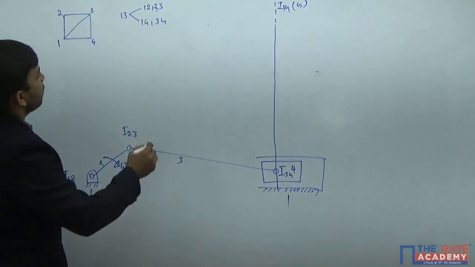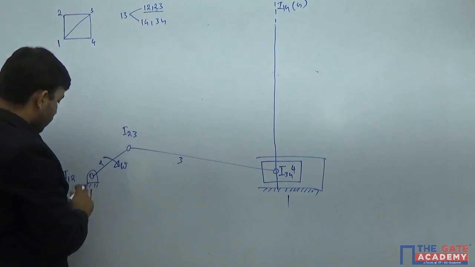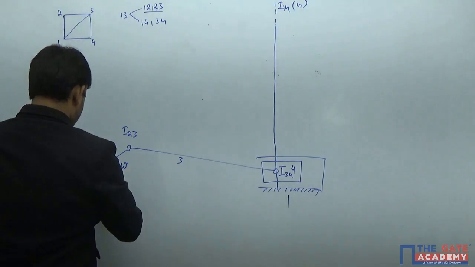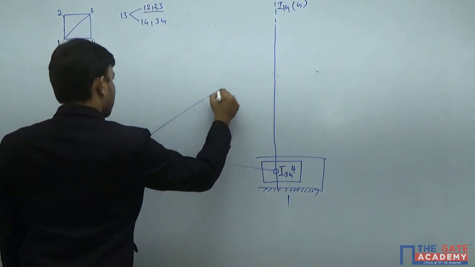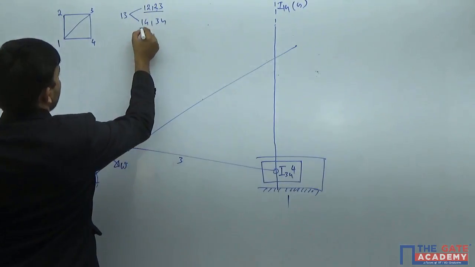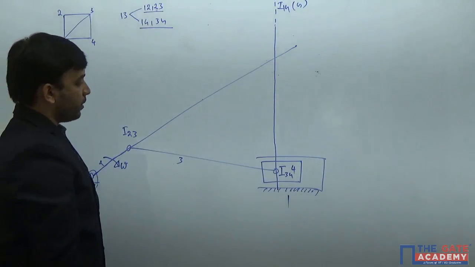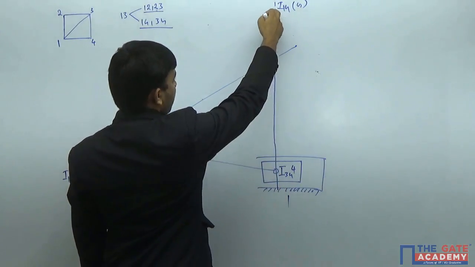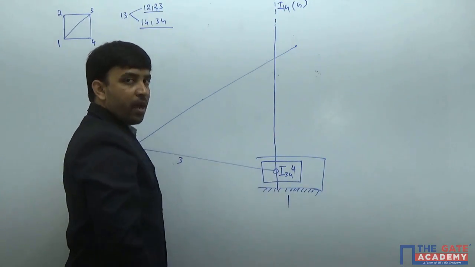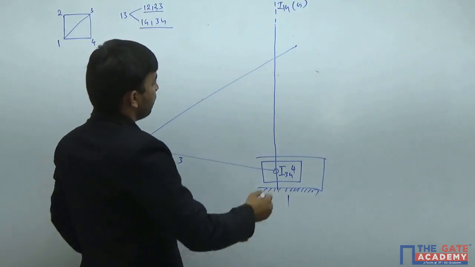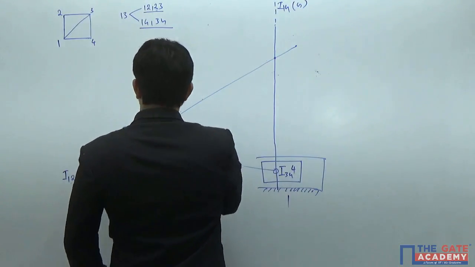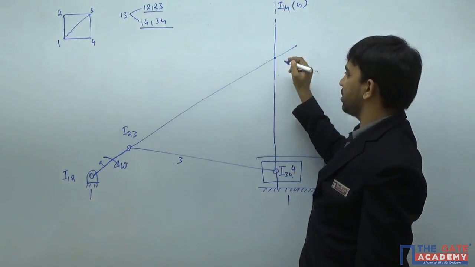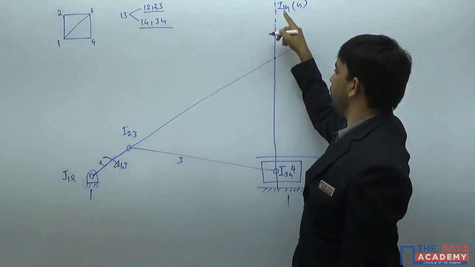I'm drawing a line passing through 1, 2 and 2, 3. I12 is here and I23 is here, so I'm drawing a line passing through I12 and I23. Similarly, I am drawing a line passing through I14 and I34. I34 is here and I14 is here, and this line passes through I14 and I34. I13 lies on the line joining these two I-centers and also on the line joining the other two I-centers. This point is common to both lines.